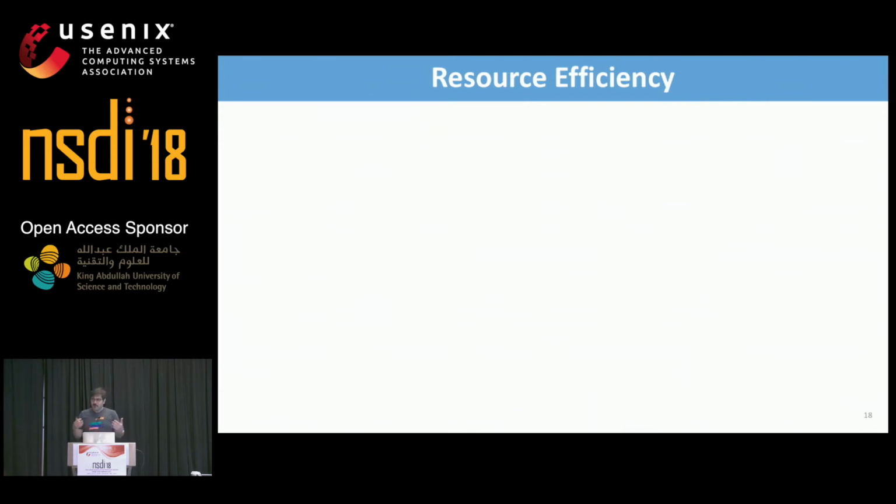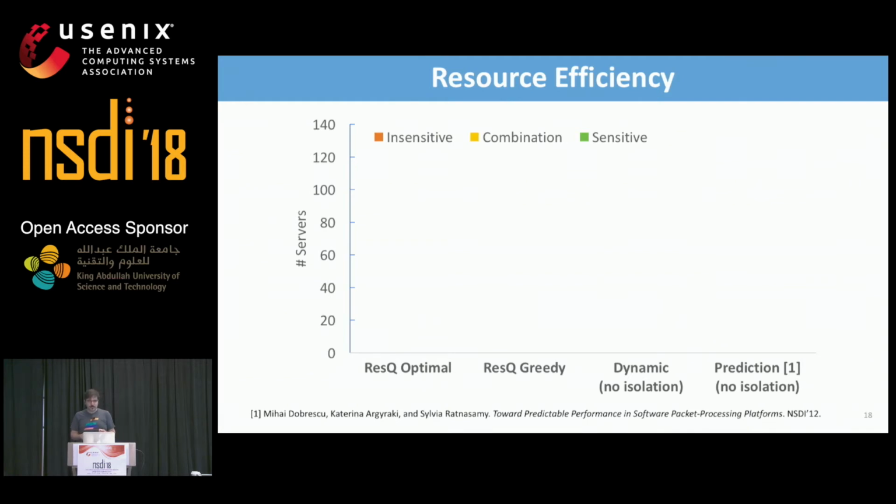So, resource efficiency. This is the slide that is trying to sum up what gains we have and what we'll lose by having this level of isolation and SLO enforcement. For that, we generate around 200 sample SLO terms. There are three classes of such SLOs we generate. The first class is insensitive: all NFs are insensitive to cache allocation, to resource sharing. We have a combination of insensitive and sensitive ones, and sensitive is all sensitive NFs.